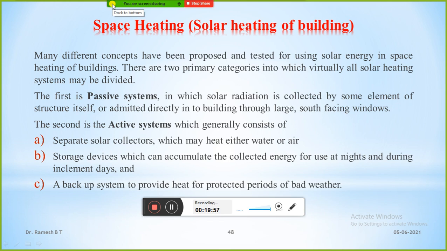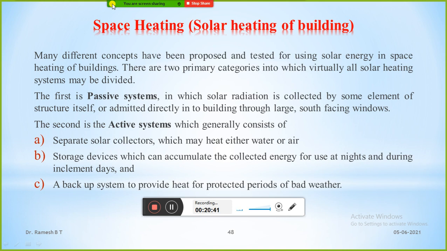Yes, move on to the next topic called space heating. It's the next type of application. After water heating, the next type of application is called space heating. These all come under solar applications. It is also called solar heating of buildings, or simply space heating. Many different concepts have been proposed for using solar energy in space heating of buildings. Virtually all solar heating systems may be divided into two main categories, that is, passive systems and active systems.